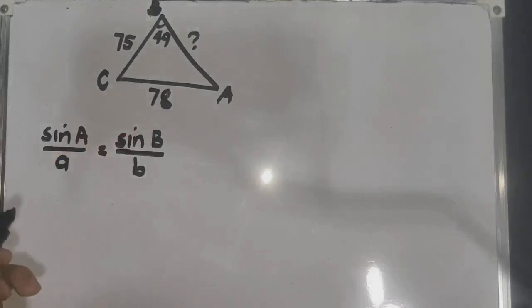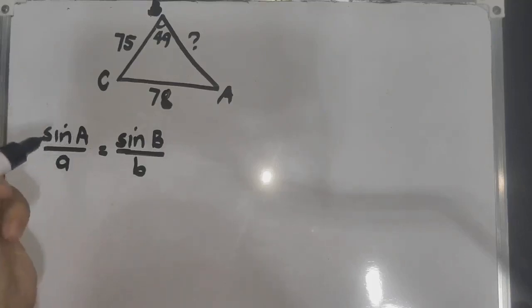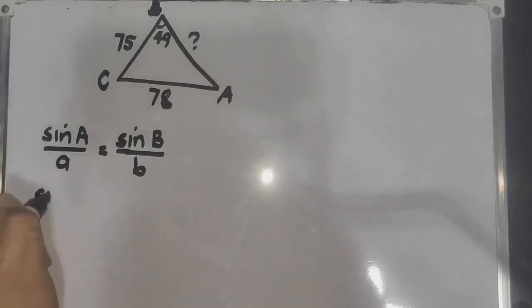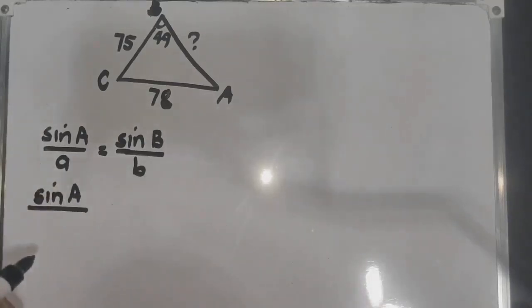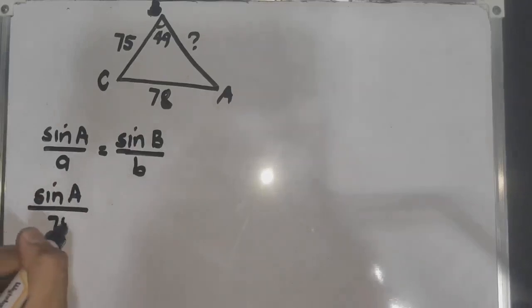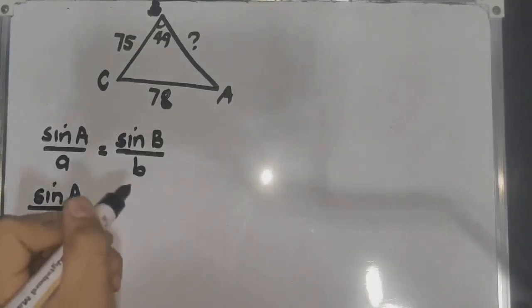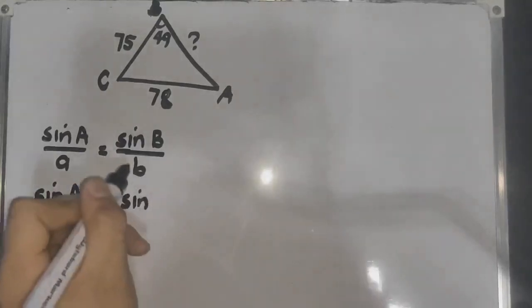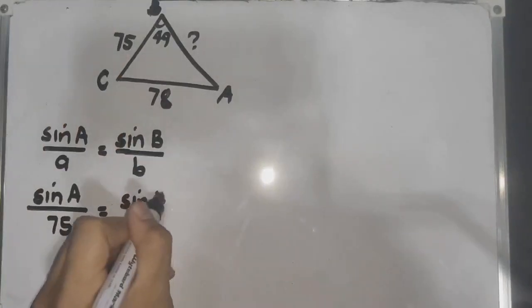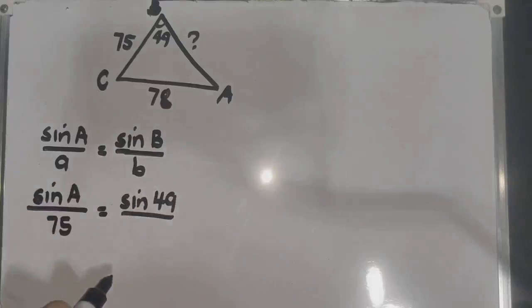Then, isa-substitute natin kung ano yung value ng mga sides and angle na meron tayo. So, sine of angle A, so unknown. So, susulat natin is sine of A over, anong value ni A? Or ni side A? 75. Equals sine of angle B. Sine of angle B is 49. Over, measurement ni side B is 78.